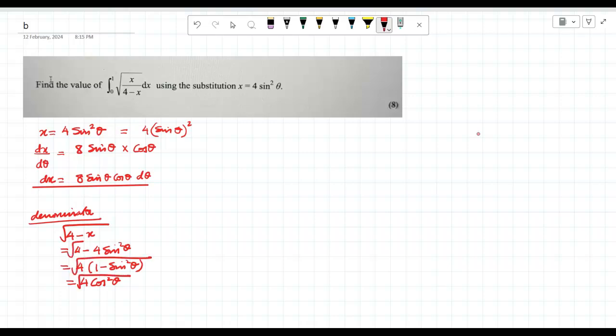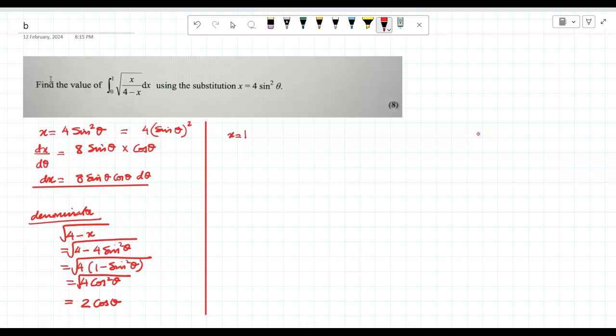If you take the root of the numerator as well, the denominator will become 2 cos theta and my numerator will become 2 sin theta basically. Correct. Now it's also important that you substitute for the limits also.